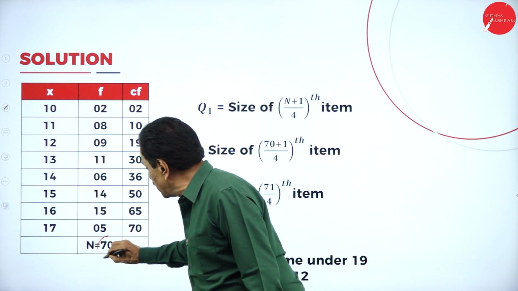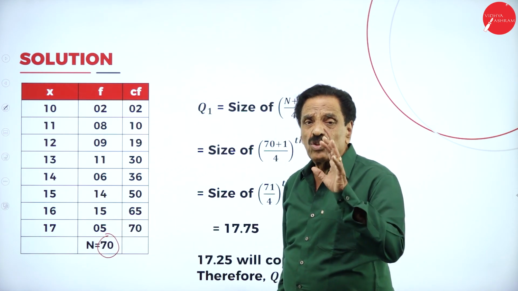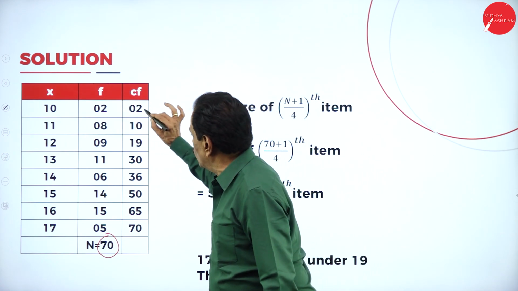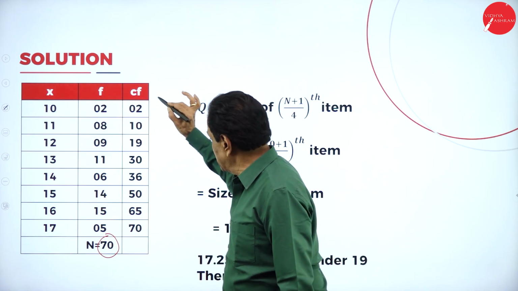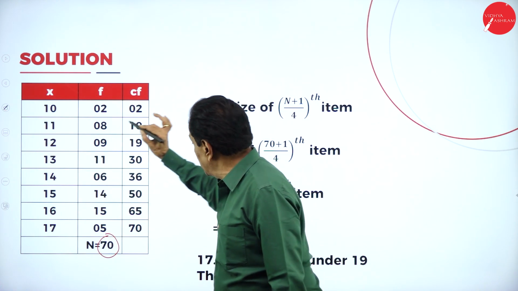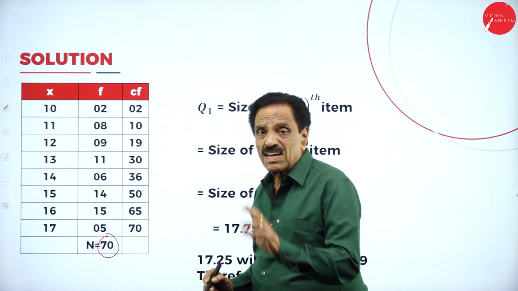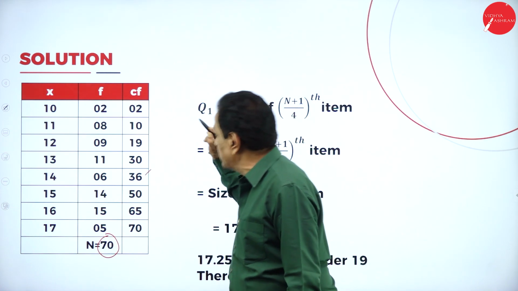Your total is 70. What is 70? Total number of frequency. Make the CF. What is the first number? 2. 2 plus 8, 10. 10 plus 9, 19. 19 plus 11, 30. 30 plus 6, 36.